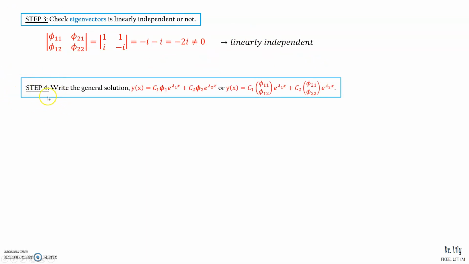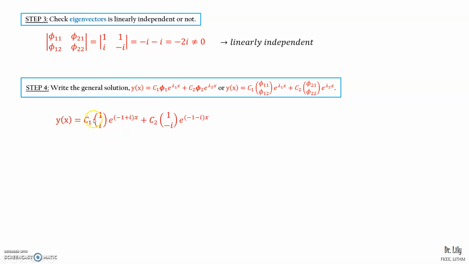Okay, step number 4, you need to write the general solution. So, persamaan ini always macam ni. So, you can just remember it or you can just like follow to the datasheet yang kita akan prepare during the final exam. Okay, persamaan diberi Yx equal to C1 V1 eksponen lambda 1x tambah C2 V2 eksponen lambda 2x. Okay, so kita masukkan value kita accordingly.